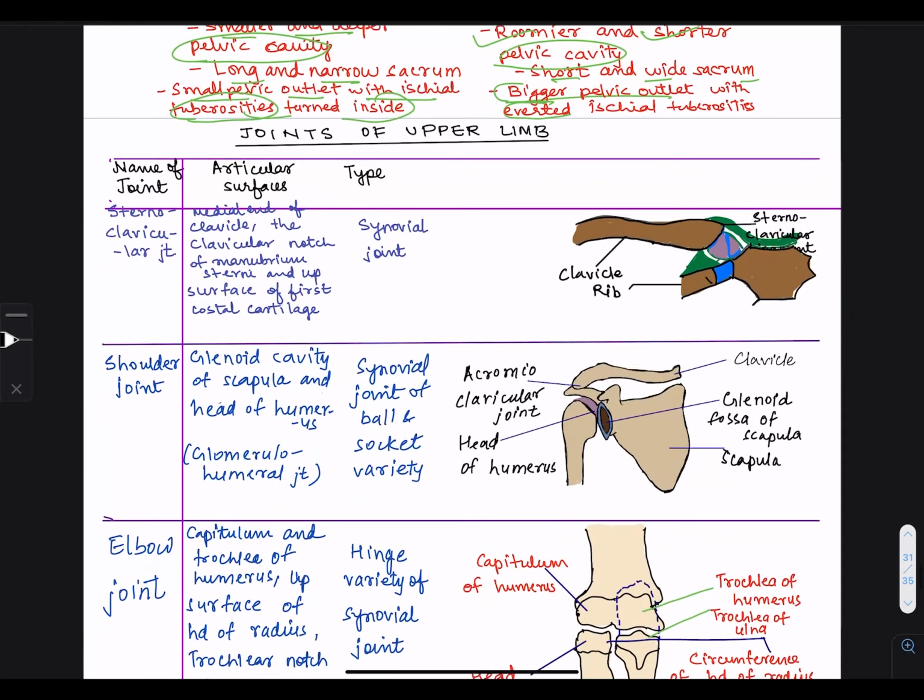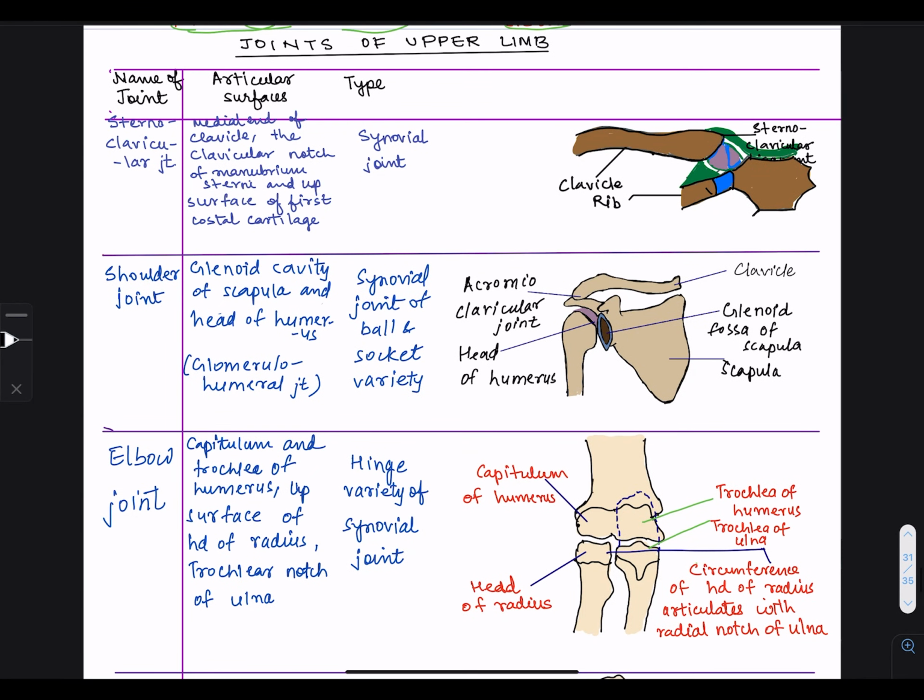Coming to the joints of upper limb, I have enumerated some important joints of upper limb over here. First, we talk about the sternoclavicular joint. This is the picture showing the sternum here and the clavicle here. This is the rib. And this part is known as the sternoclavicular joint.